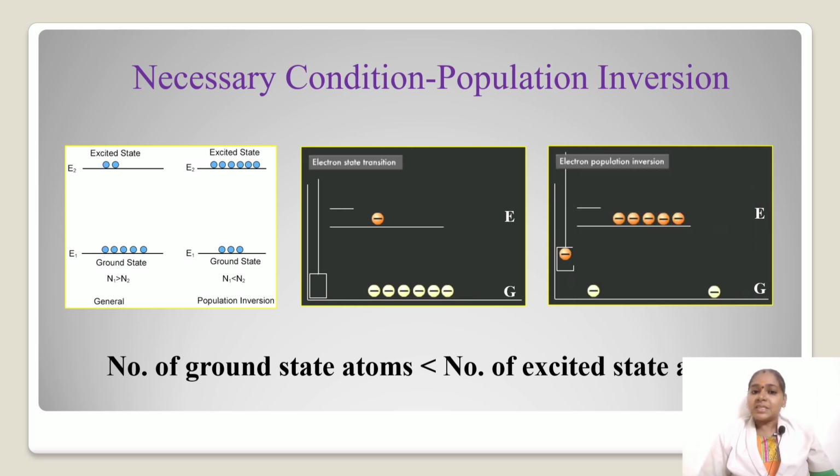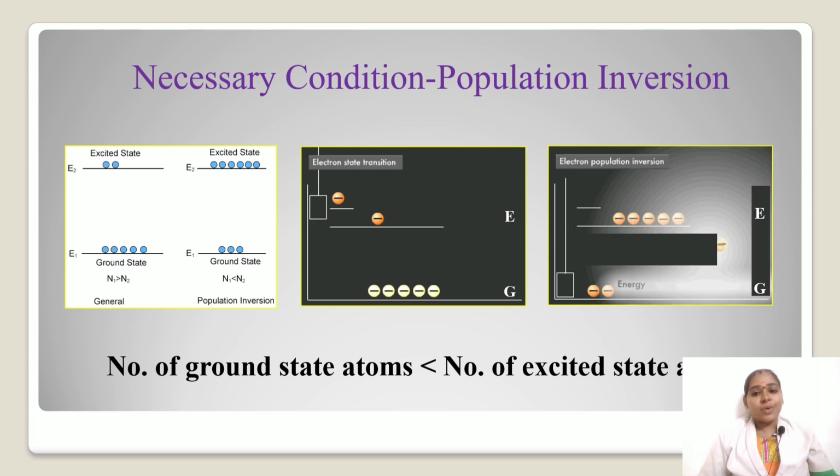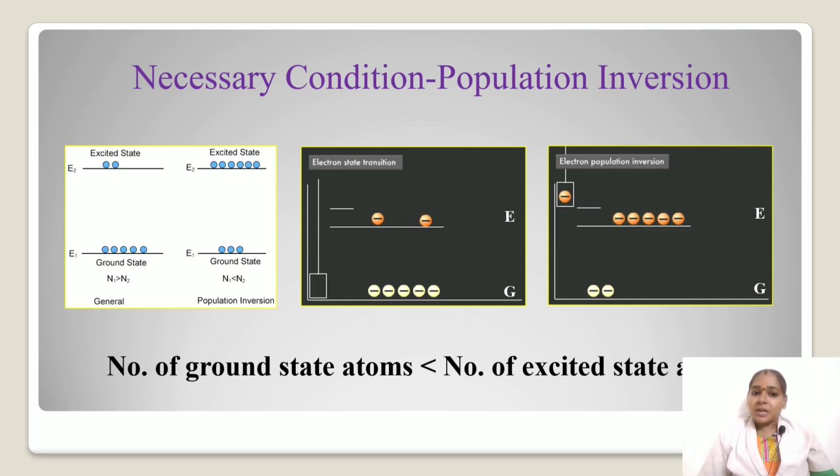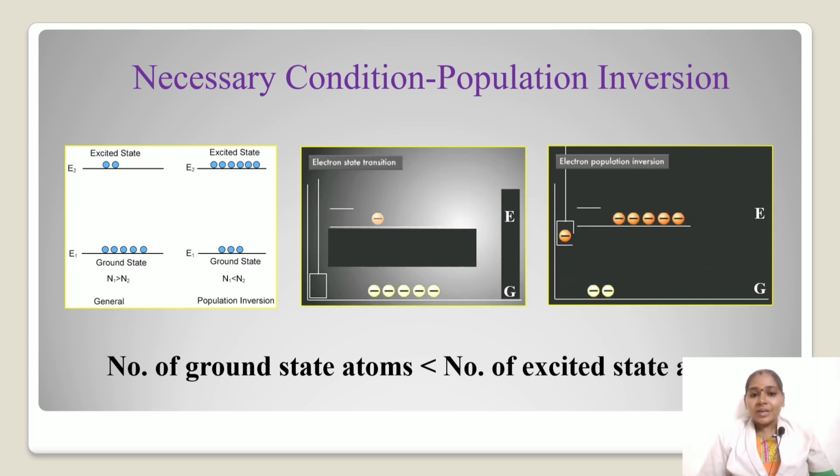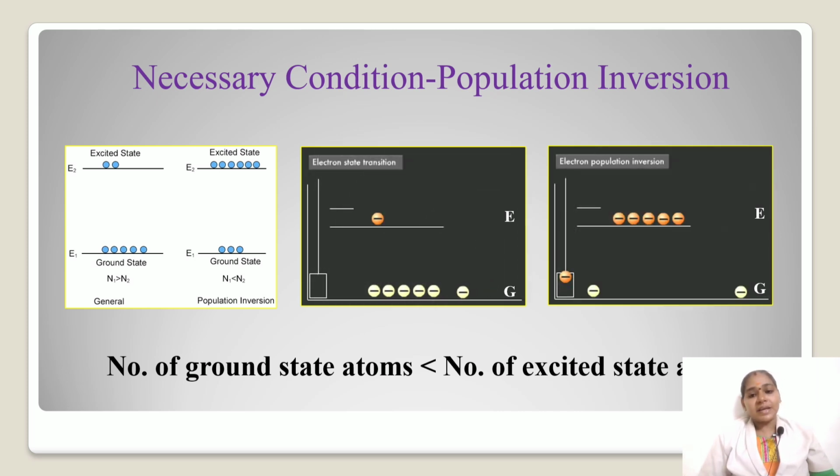So there are some conditions for population inversion. That is, there must be at least two energy levels, E1 and E2. There must be a source to supply energy to the medium. It means an external force will be given by using any suggested methods. Then the atoms must be continuously raised to the excited state.